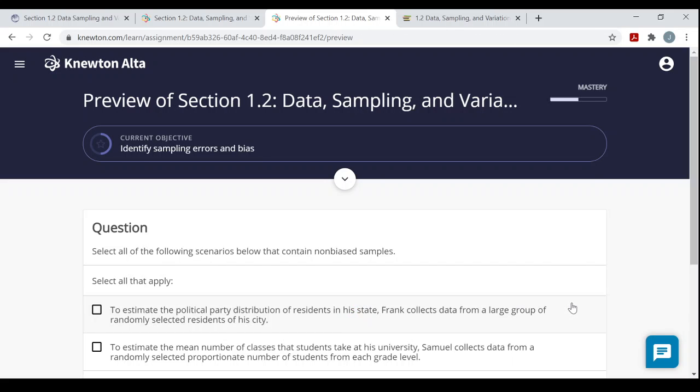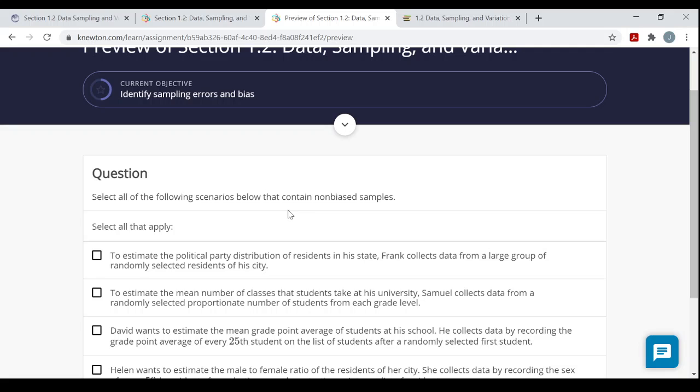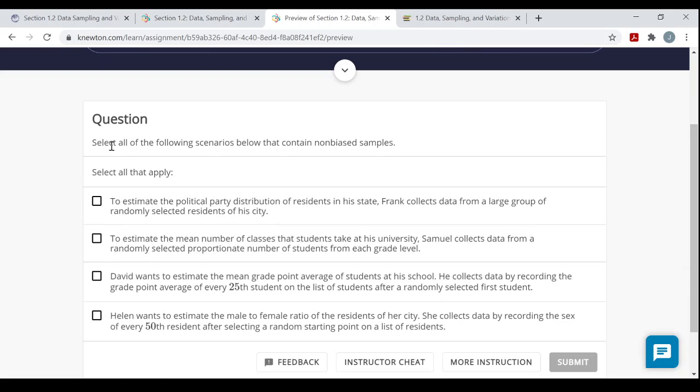All right, so another question on identifying sampling errors and bias. So again, select all that apply. Select all of the following scenarios below that contain non-biased samples. Right. So again, read, pay attention. To estimate the political party distribution of residents in his state, Frank collects data from a large group of randomly selected residents of his city. That is biased. We had the exact same kind of thing with Sean in the last problem. People in the city won't represent everyone from the state that well.